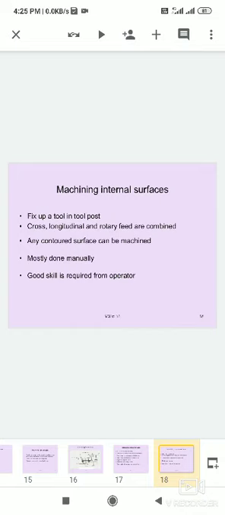Good skill is required from the operator, because an unskilled or semi-skilled person may waste material and power, disturb the workpieces, blunt the tools and sometimes damage the machine. Sometimes some losses are compulsory, so we should choose a good skilled operator on the slotter machine.